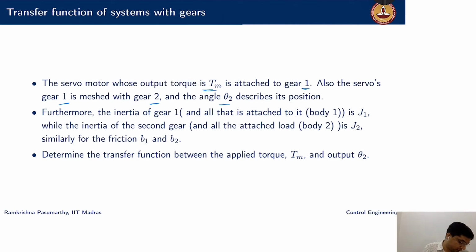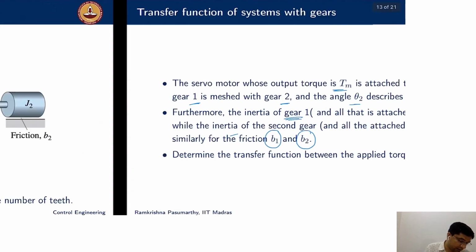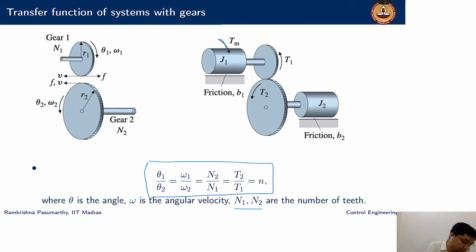Okay, so there is some inertia for gear one, which is called J1, and there is inertia for gear two, which is called J2. Similarly, there will be frictional components for gear one and gear two. What we want to do is to determine the transfer function between this applied torque and the angle that is generated here at J2. Call this theta 2.